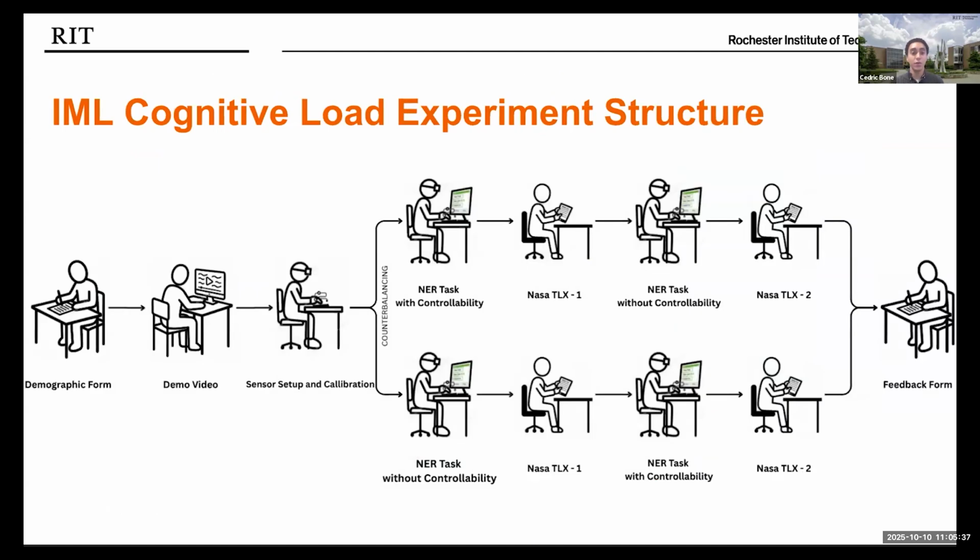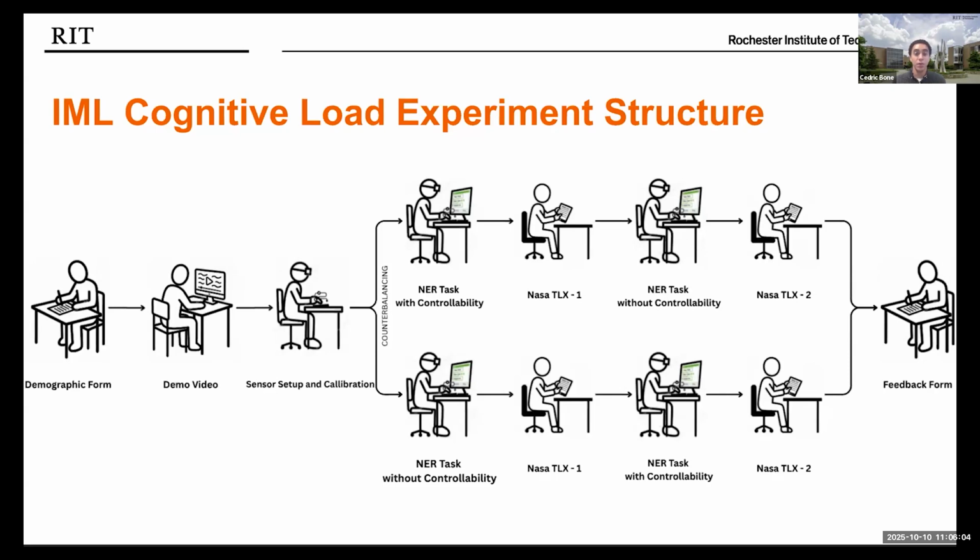The overall flow of our experiment is shown in this diagram. Participants would come in, we'd give them a demographic form. We'd have them watch a demo video to understand how to do the NER task. Then we'd put on the sensors and calibrate those sensors. We had a counterbalanced design, so they could either start with the controllability aspect or without it. In the controllability condition, they would perform 20 NER tasks, and then afterwards they'd perform the NASA TLX survey.